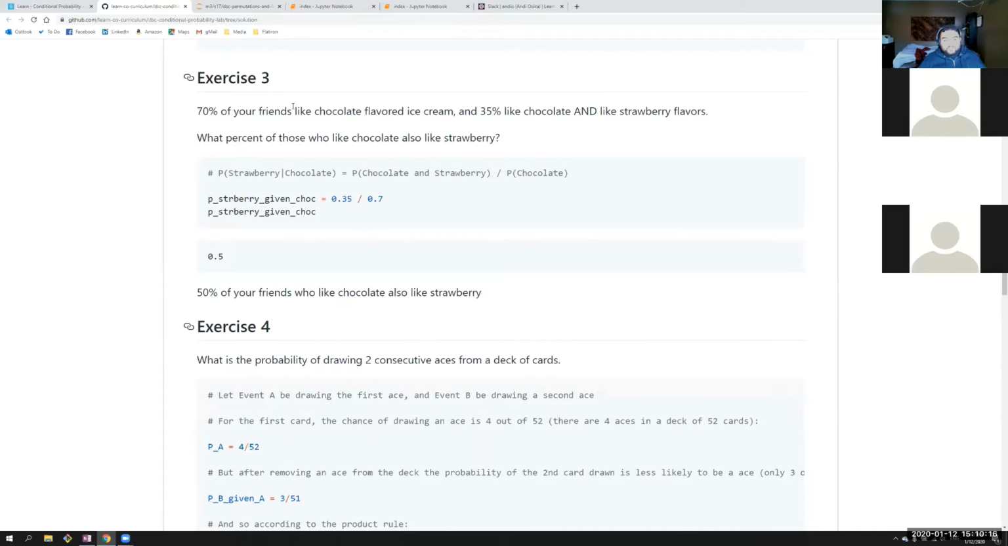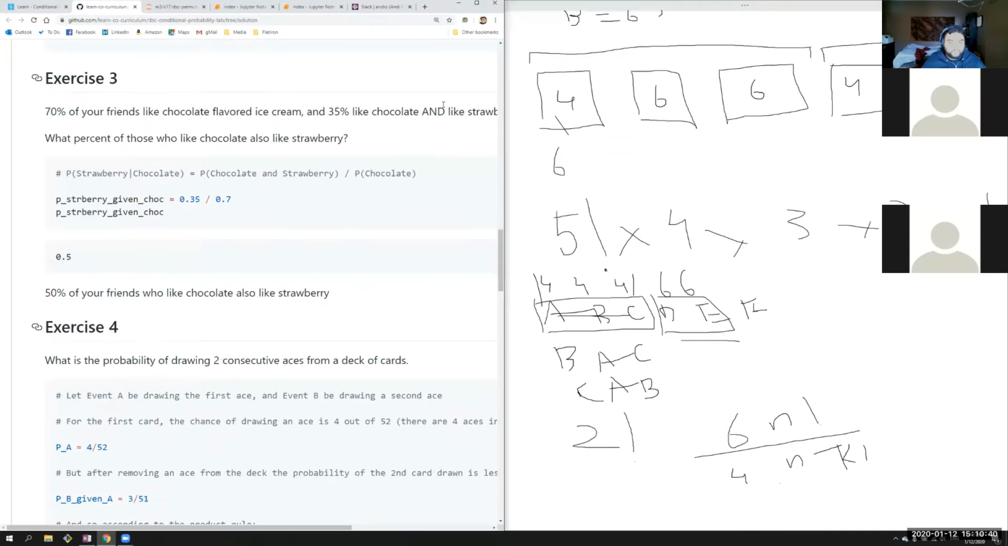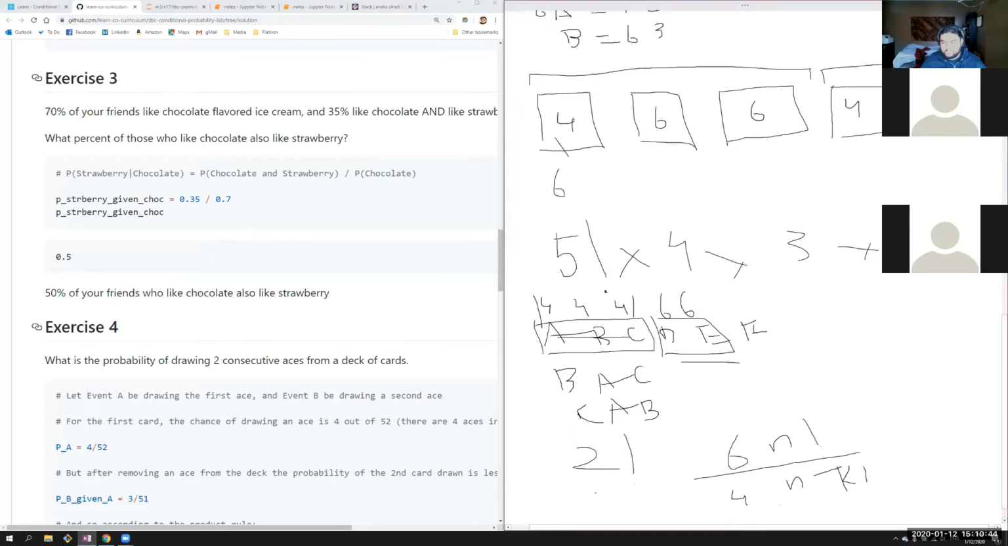Exercise 3. 70% of your friends like chocolate flavored ice cream and 35% like chocolate and strawberry. What percent of those who like chocolate also like strawberry? Once you start plugging in the formula, it's pretty straightforward. Would you guys mind if I drew this one out? I like drawing stuff out.